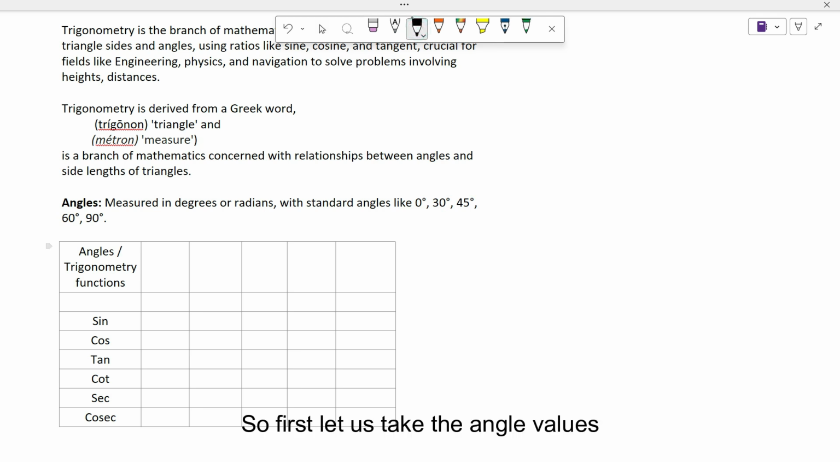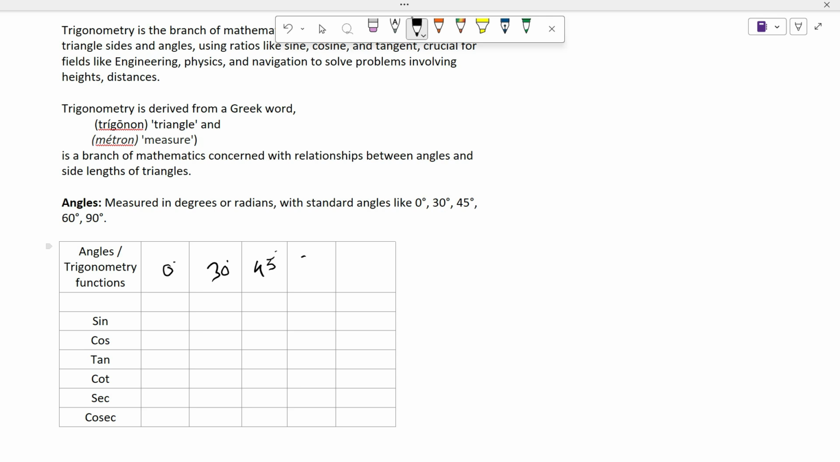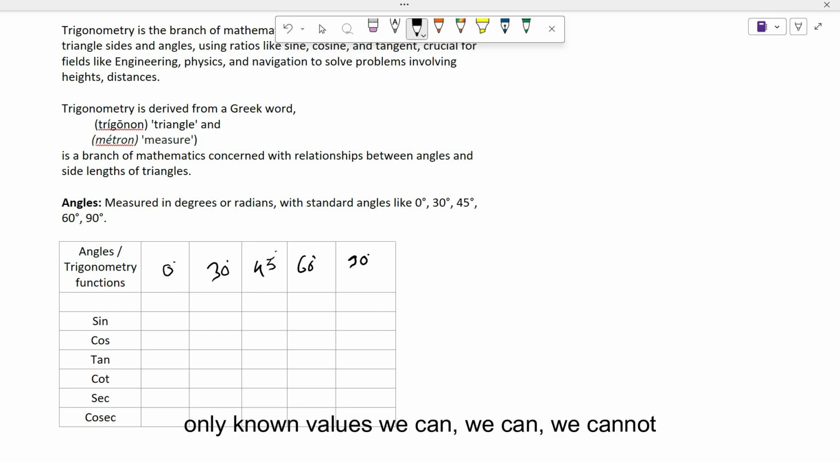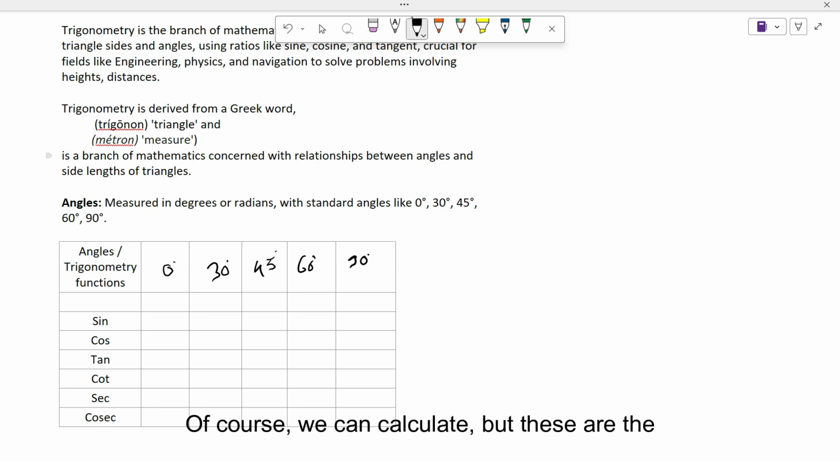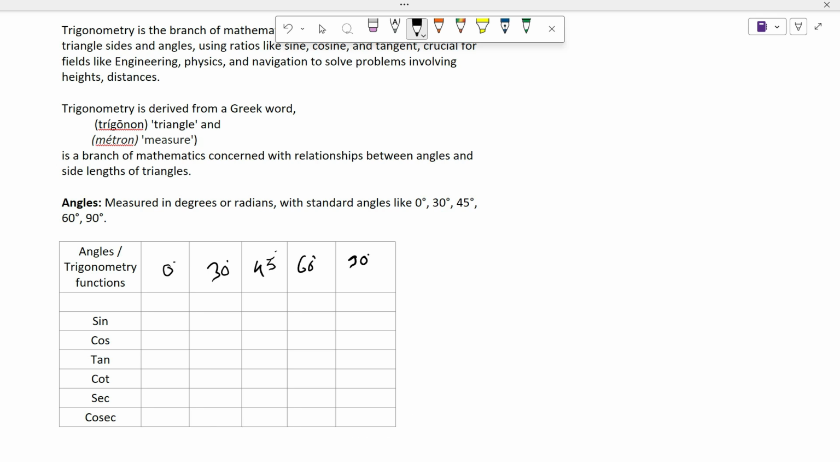First, let us take the angle values: 0, 30, 45, 60 and 90. These are the prominent values, the only known values. We cannot calculate other than these values. Of course we can calculate, but these are the known values for us.